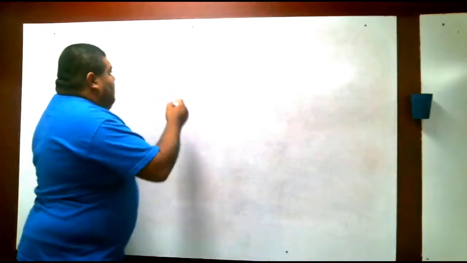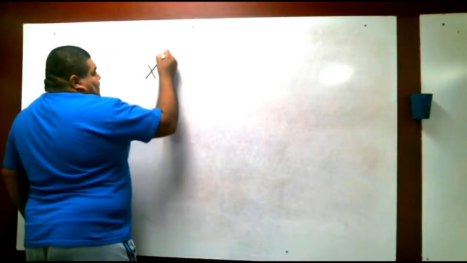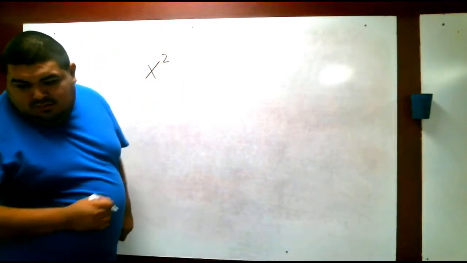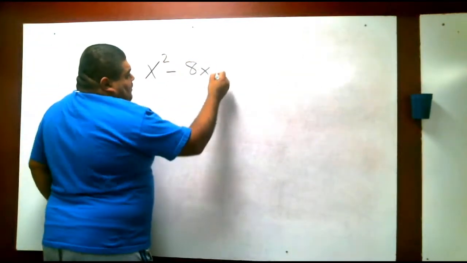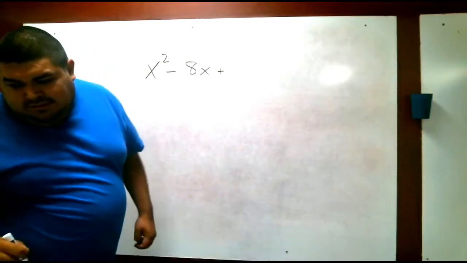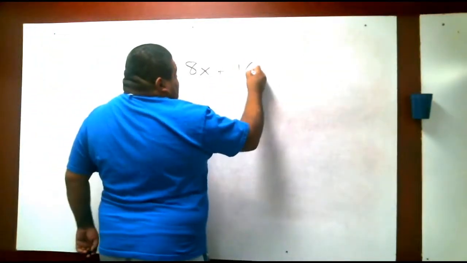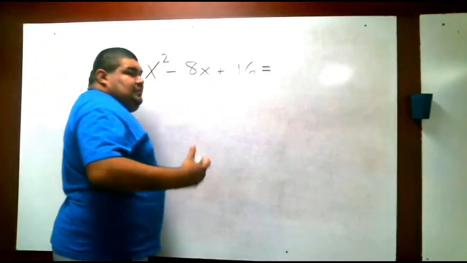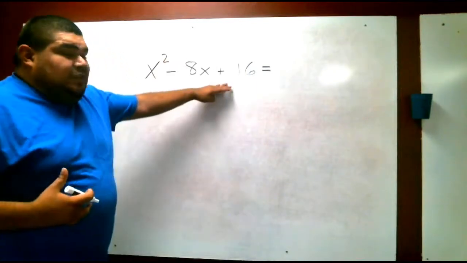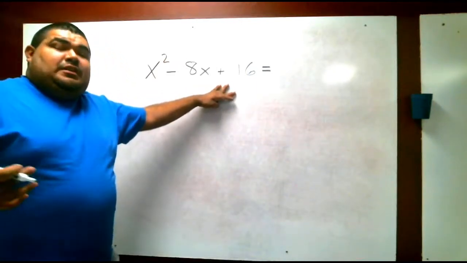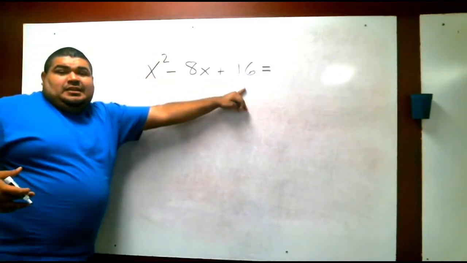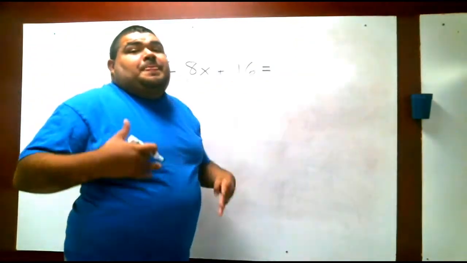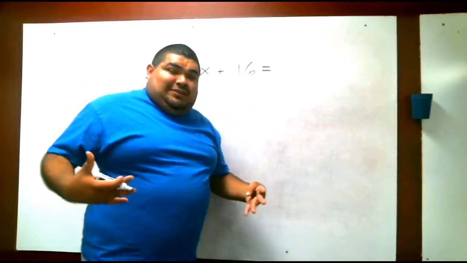The problem for today is x squared minus 8x plus 16 equals... Notice that this problem you did in your examples. On the example we did last class, it was x squared minus 8x plus 16 equals 0. Remember? Today we're actually going to see the whole problem completed.